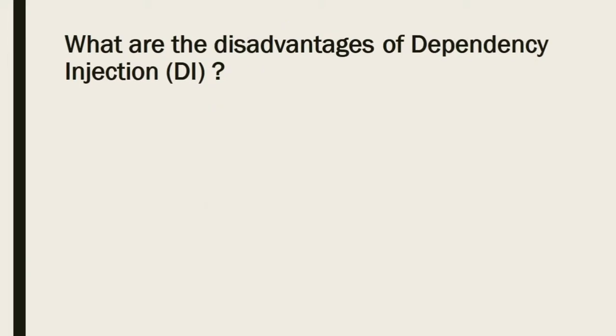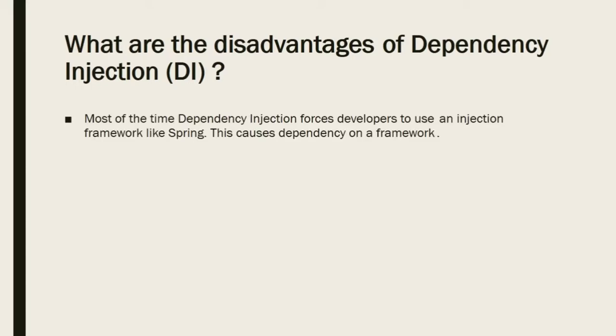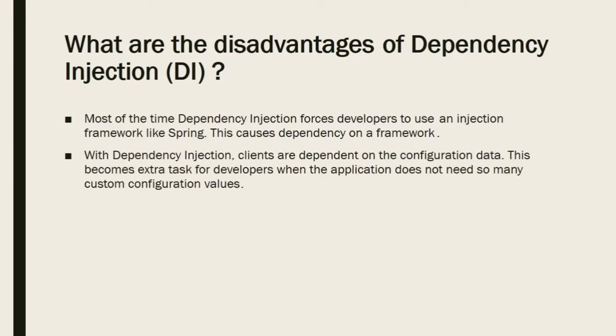What are the disadvantages of dependency injection? Dependency injection pattern has following disadvantages. 1. Most of the time dependency injection forces developers to use an injection framework like Spring. This causes dependency on a framework. 2. With dependency injection, clients are dependent on the configuration data. This becomes extra task for developers when the application does not need so many custom configuration values.